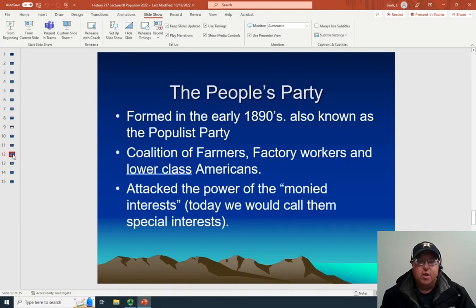For Nevada history, the People's Party is important. In Nevada, populists will call themselves populists or Silver Democrats, depending on whether they were Democrats or populists. The People's Party was formed in the early 1890s, and as we mentioned before, it's a coalition of farmers, factory workers, and working class Americans. Their critique was that the politics of the era, the Democrat and Republican parties, are too in bed with the moneyed interests and not serving the needs of regular people.